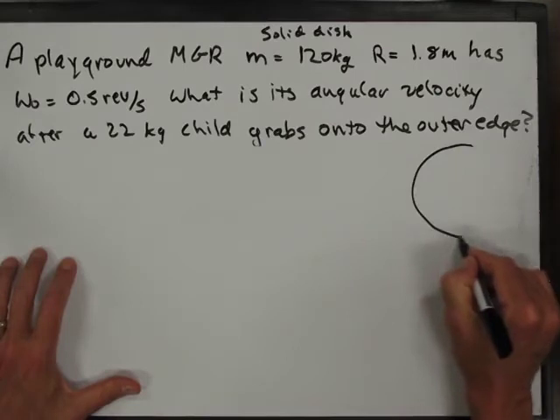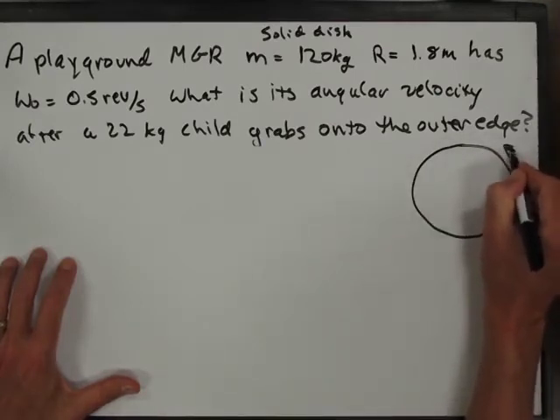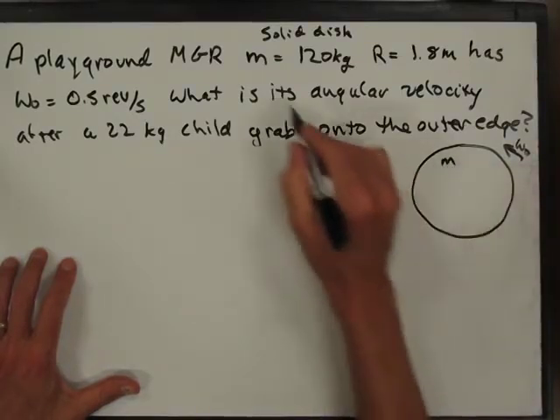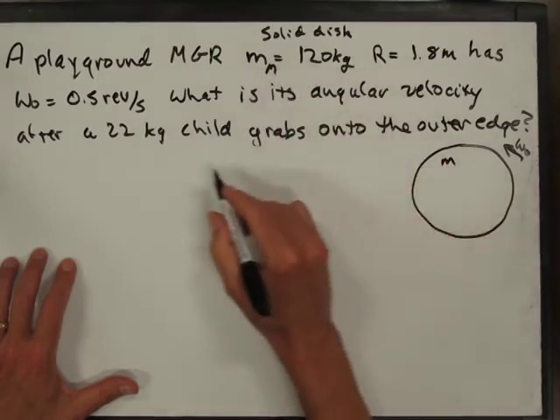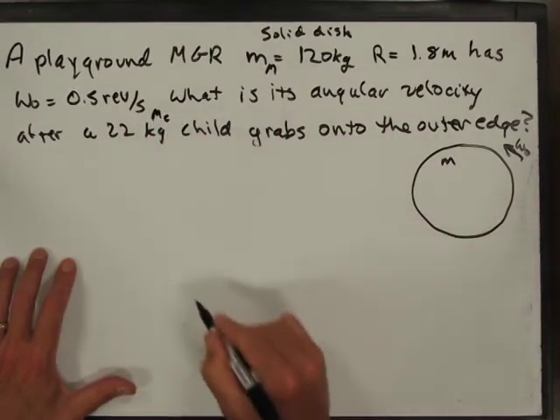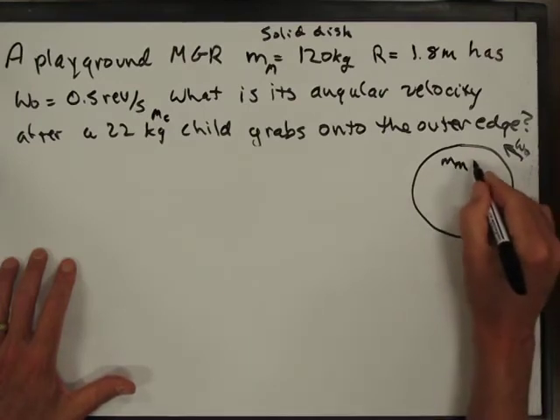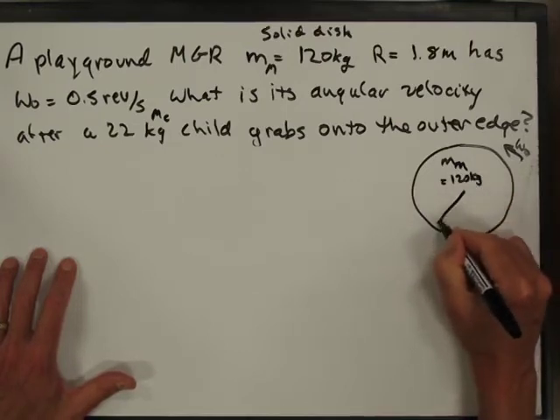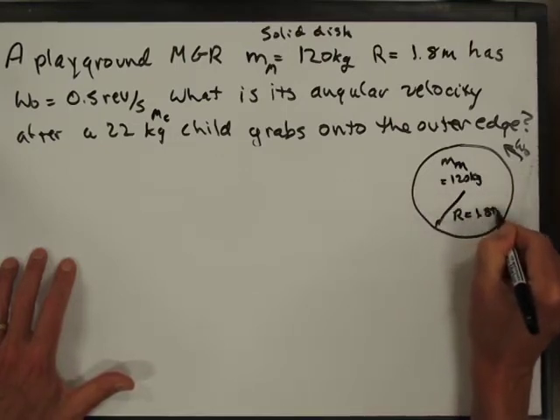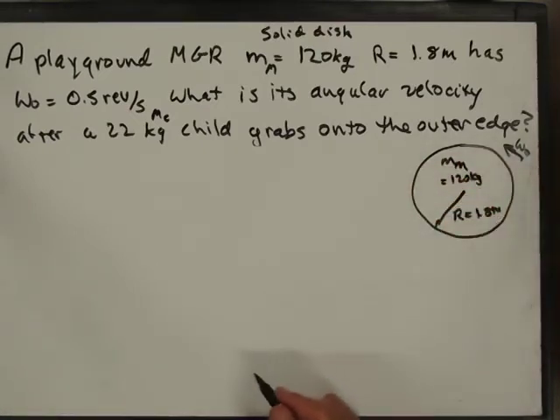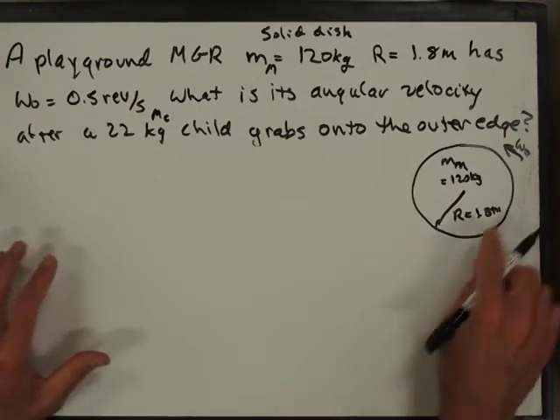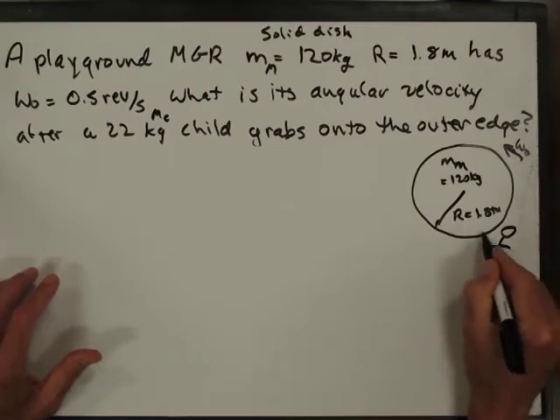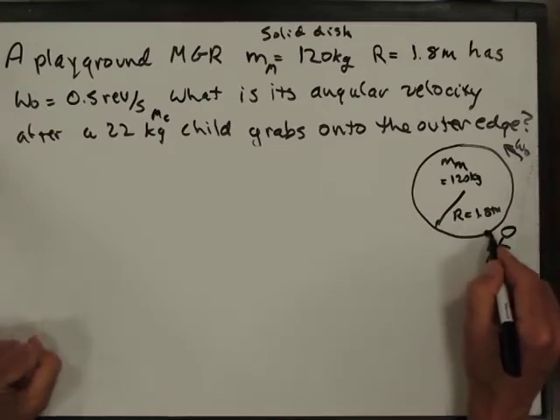And so here's the idea, right? It's spinning here with omega naught. It's got whatever its mass is equal to. I'll call the mass m, and then I'll call this the mass of the child, say, or something like that. So mass of the merry-go-round is 120 kilograms, the radius is 1.8 meters, and it's a solid disk that's spinning with this angular velocity. And then the child's going to jump on, just grab onto the edge, hop onto the edge, and go around with it.